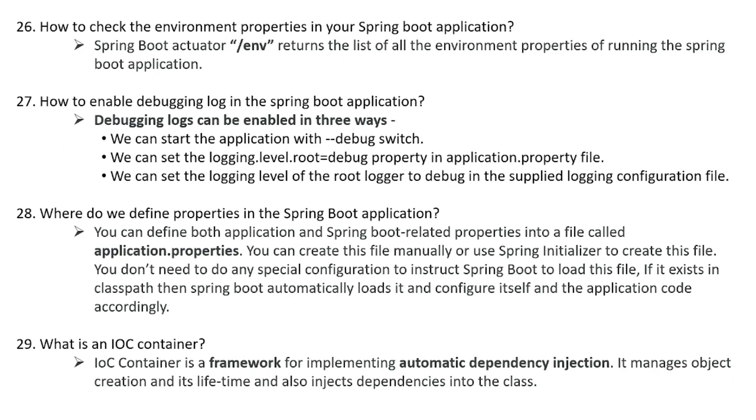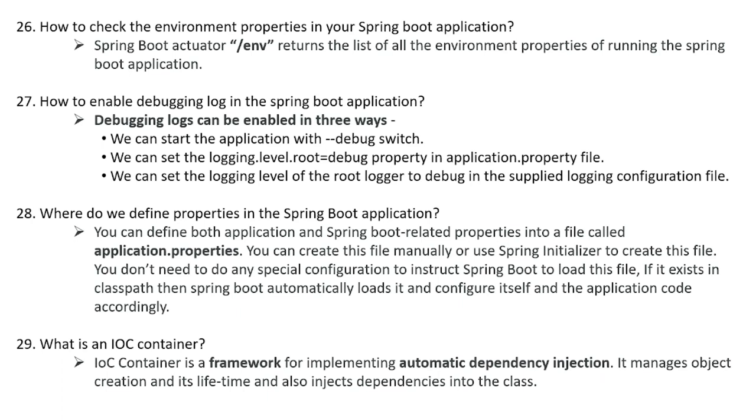Question 28. Where do we define properties in the Spring Boot application? You can define both application and Spring Boot related properties in a file called application.properties. You can create this file manually or use Spring Initializr to create it. You don't need to do any special configuration to instruct Spring Boot to load this file. If it exists in the classpath, then Spring Boot automatically loads it and configures itself and the application code accordingly.